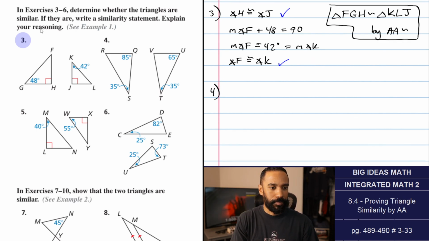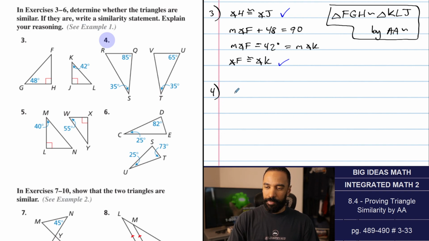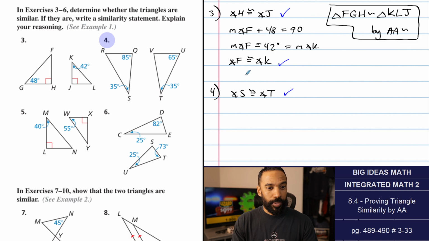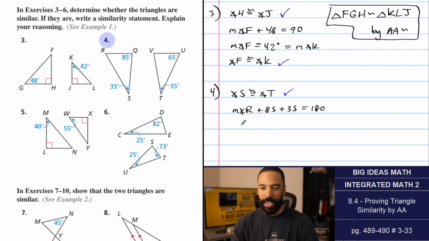Number 4. I have angle S congruent to angle T. Those are both 35-degree angle measurements, and we're going to do the same thing that we did before with the other sets. Q is not congruent to U, but I wonder if R is congruent to U, for example. Now, this time it's not a right triangle, so I'm going to have to add a little more to 180, if that makes sense. So the 85 and the 35. Let's see if we get 65 out from this.